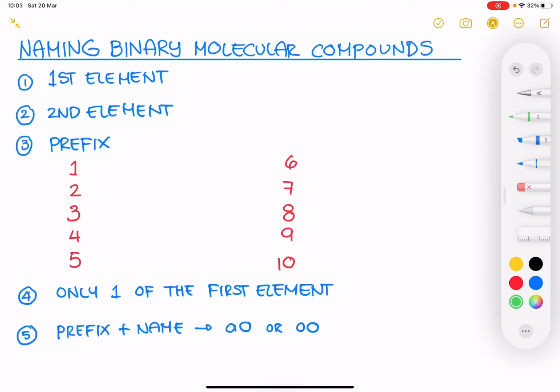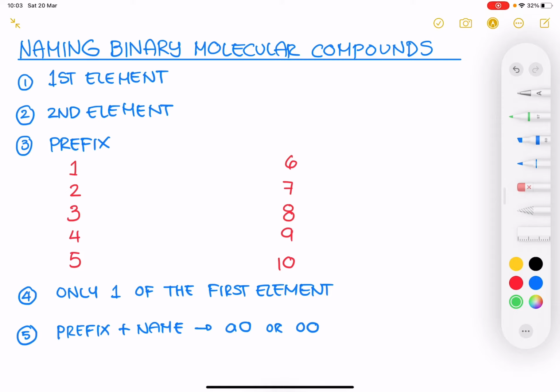Alright, so let's look into naming binary molecular compounds. When we say binary, it means there are two atoms involved in the molecule. And when we say molecule, these two atoms are both non-metals.